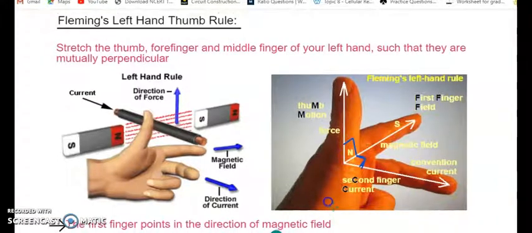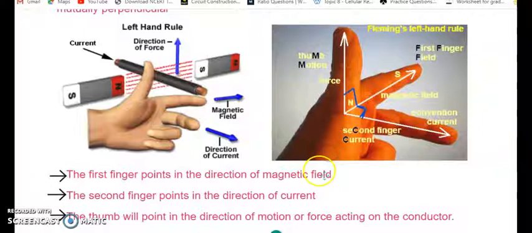Correct? The first finger points to the direction of the magnetic field. The second finger points to the direction of the current. That is the second finger. And the thumb will always show the direction of the motion. Clear? Let's look into the activity again and try to find out the direction, whether the rod which shifted to the right actually followed this rule or not. That is Fleming's left hand rule.